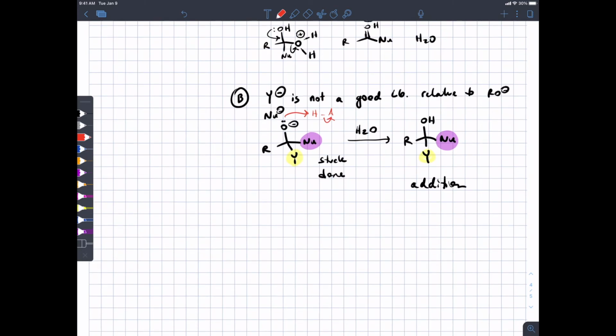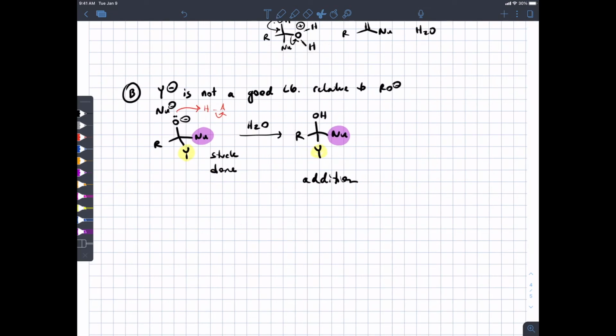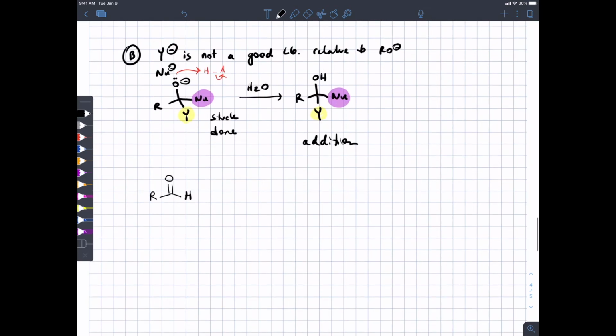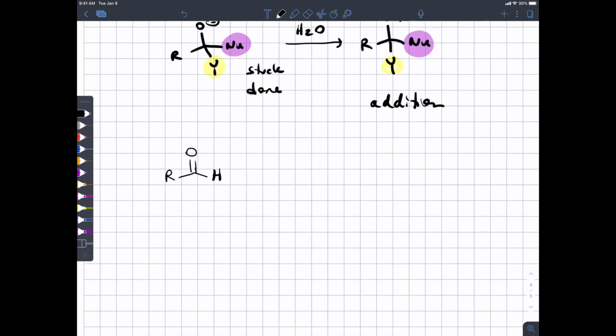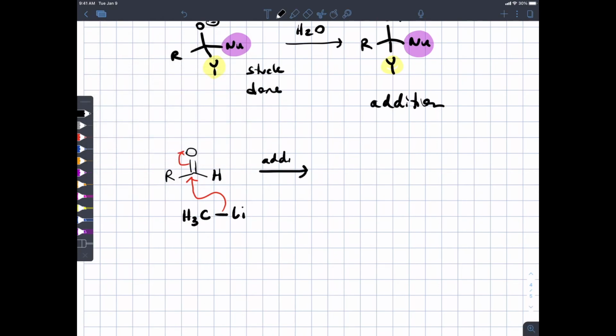Okay, let me give you an example of this. Suppose our starting material was an aldehyde, and suppose our nucleophile was an organolithium reagent. Remember, this functions just like a negatively charged carbon. Those electrons attack the pi star. We break the pi bond. We get to a tetrahedral intermediate. That is the addition step. That's the attack of the nucleophile step.